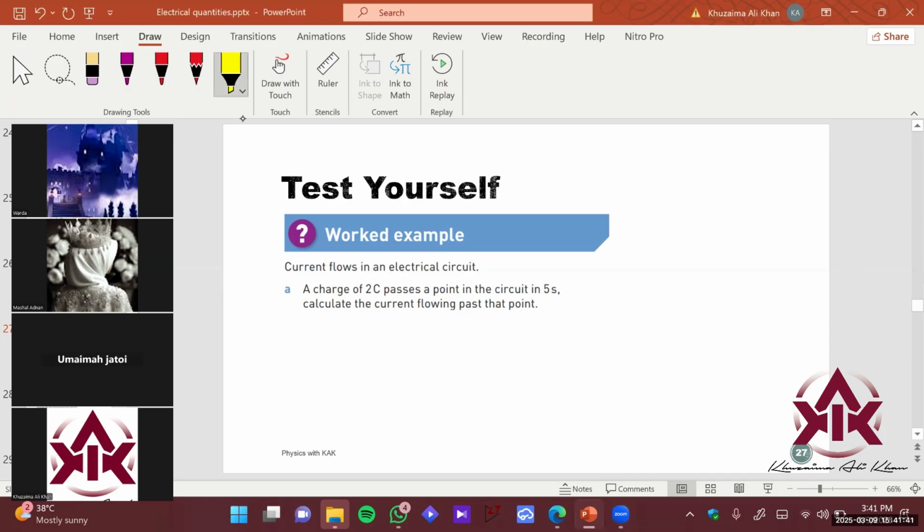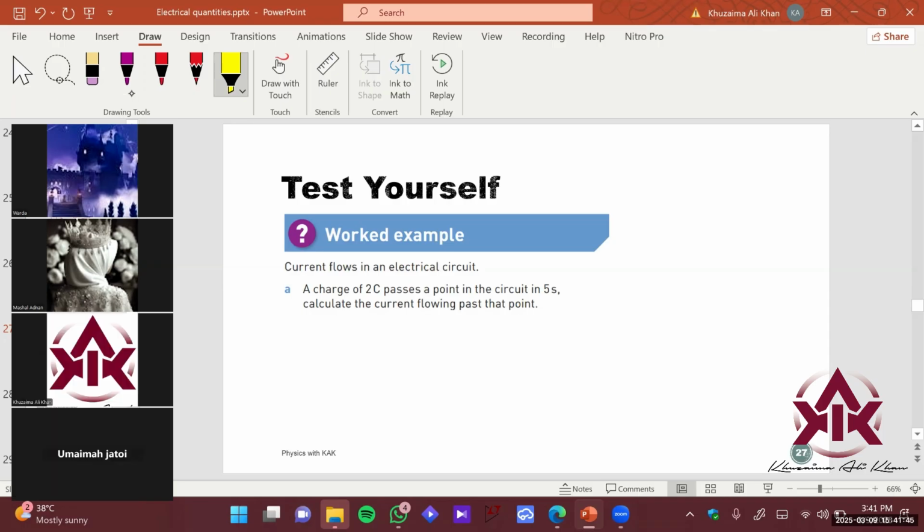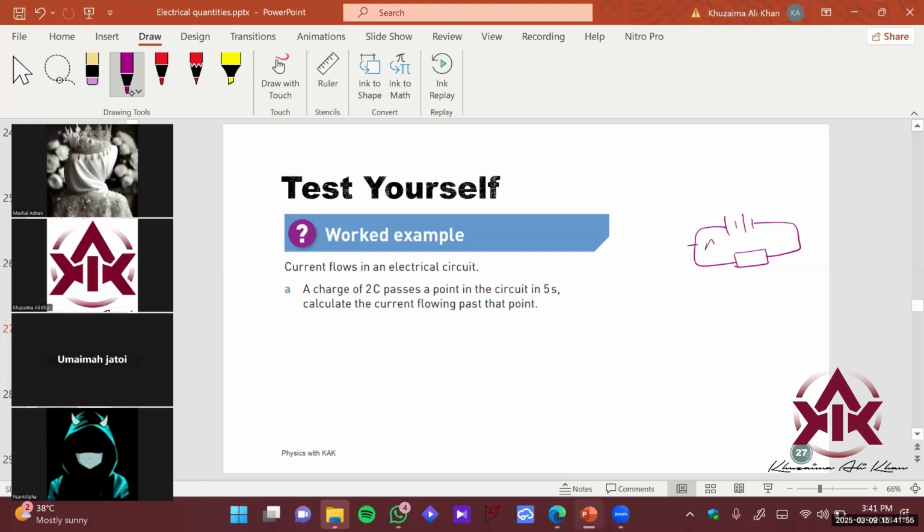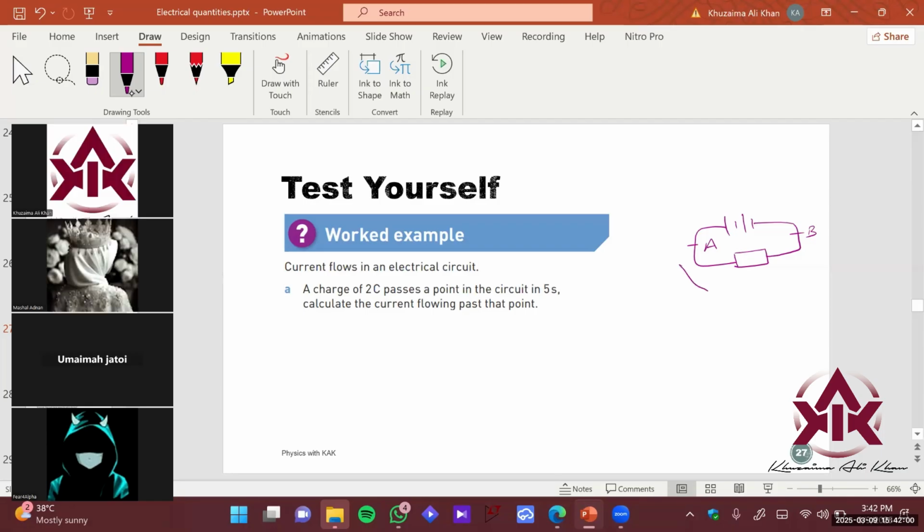So what do you have here? You have a charge. Let me give you an example here. You have a circuit here. You have a resistor here. Let's say this is point A, this is point B, right? And from point A to B, the charge which is flowing is 2 coulomb, right? And the time it takes to pass is 5 seconds, right? If I ask Mashal, let's say, find me the current flowing through the circuit. Mashal should know the formula, right?